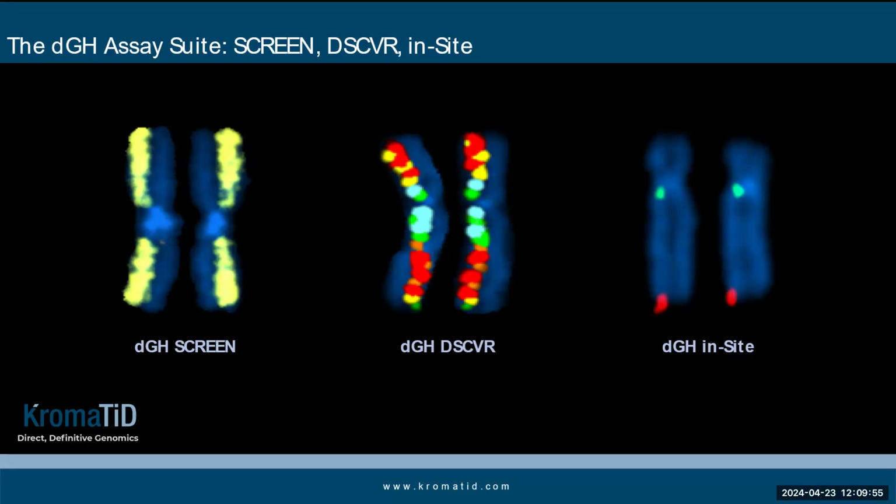Next, we can look at the three primary DGH tools: Screen, Discover, and Insight. All three generate single-cell data through direct visualization. Together, they enable the user to calibrate data from completely unbiased to highly targeted, depending on experimental needs.